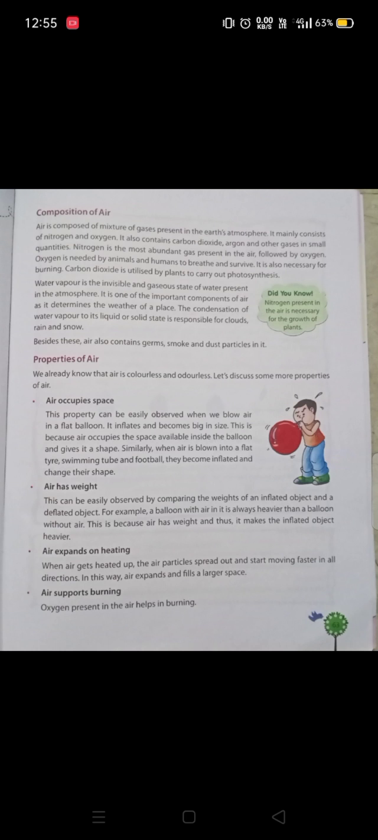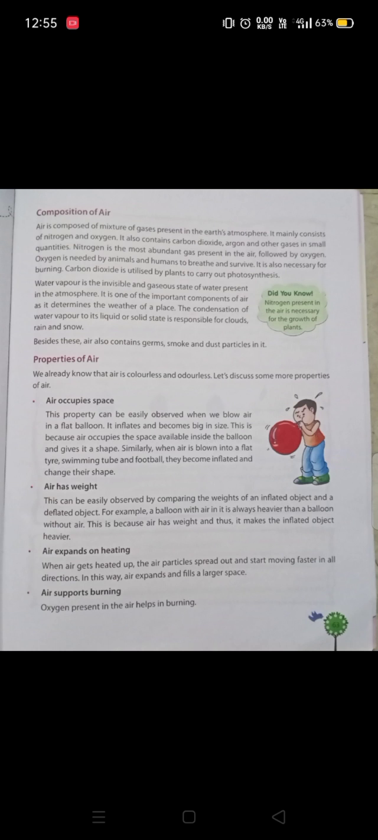Properties of air. Let us study the properties of air. We already know that air is colorless and odorless. What is the meaning of colorless? It has no color. You cannot see air. Odorless means it does not have any smell. So let's discuss some more properties of air. Air occupies space, air has weight, air expands on heating and air supports burning.